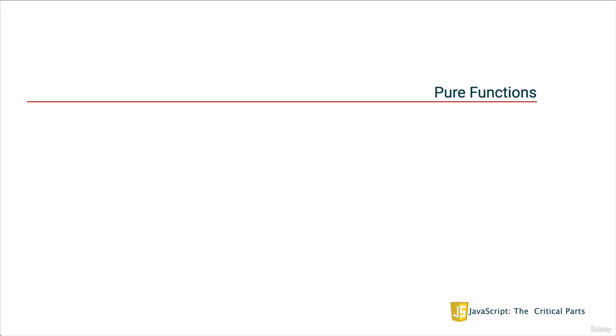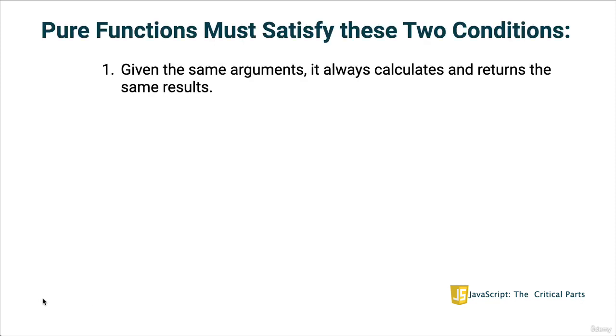As mentioned before, pure functions are the foundation of functional programming. When following the functional paradigm, we strive to make as many of our functions pure as possible. So we need to understand what a pure function is. To be a pure function, it must satisfy two conditions.